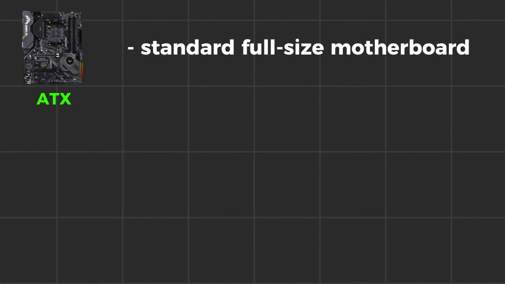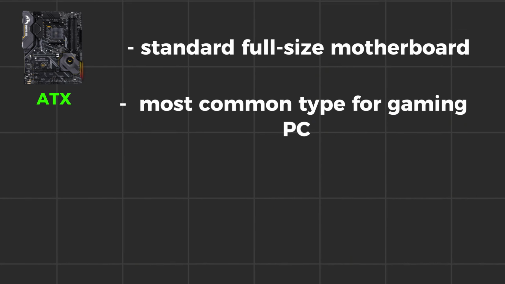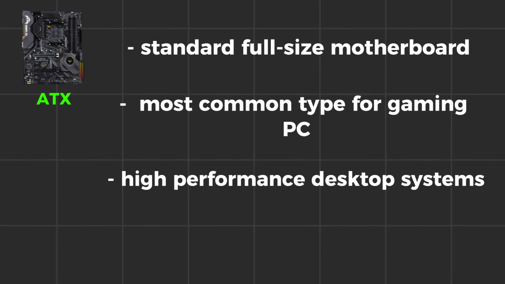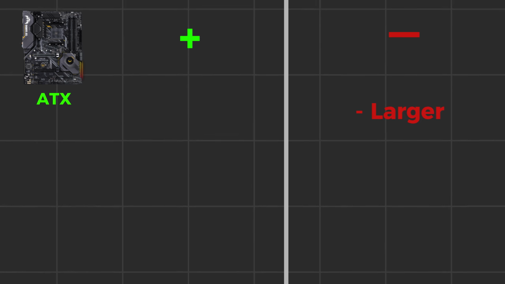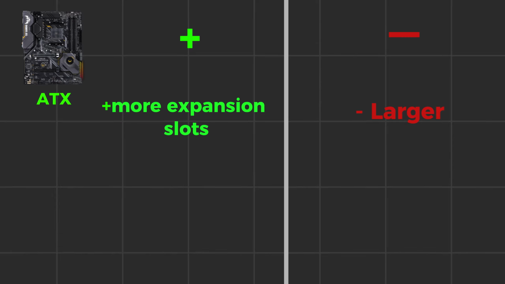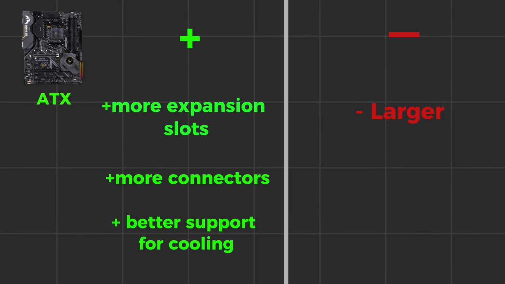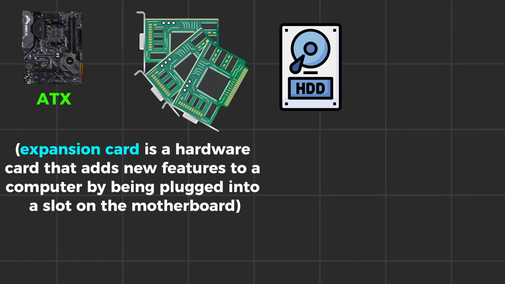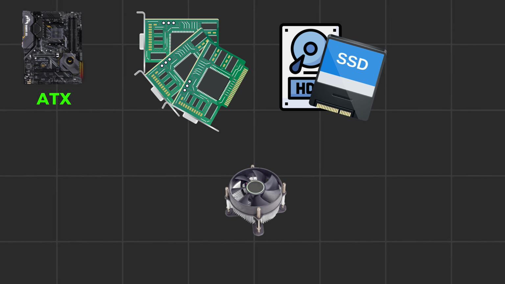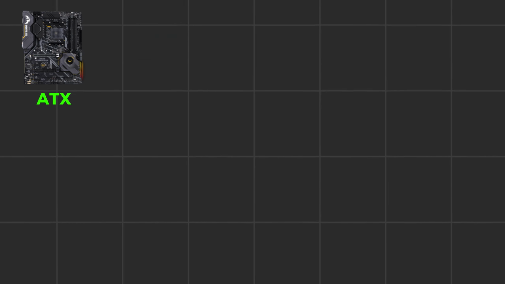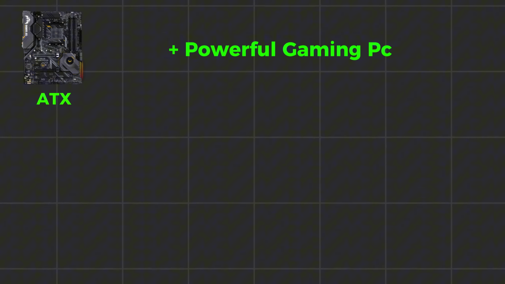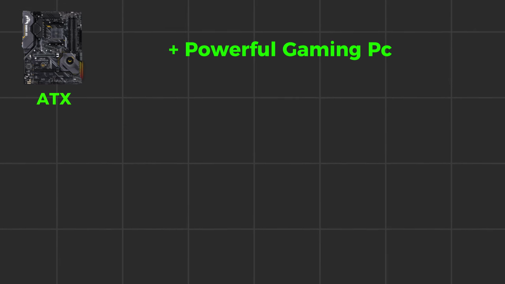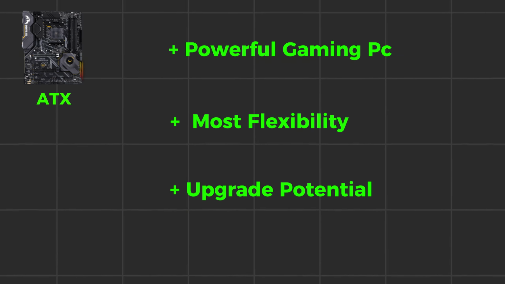ATX is the standard full-size motherboard. It is the most common type used in gaming PCs and high-performance desktop systems. Because ATX boards are larger, they usually have more expansion slots, more connectors, and better support for cooling. This means you can install multiple expansion cards, more storage devices, and sometimes even more powerful cooling solutions. For people building a powerful gaming PC or a workstation, ATX motherboards are often the best option because they provide the most flexibility and upgrade potential.